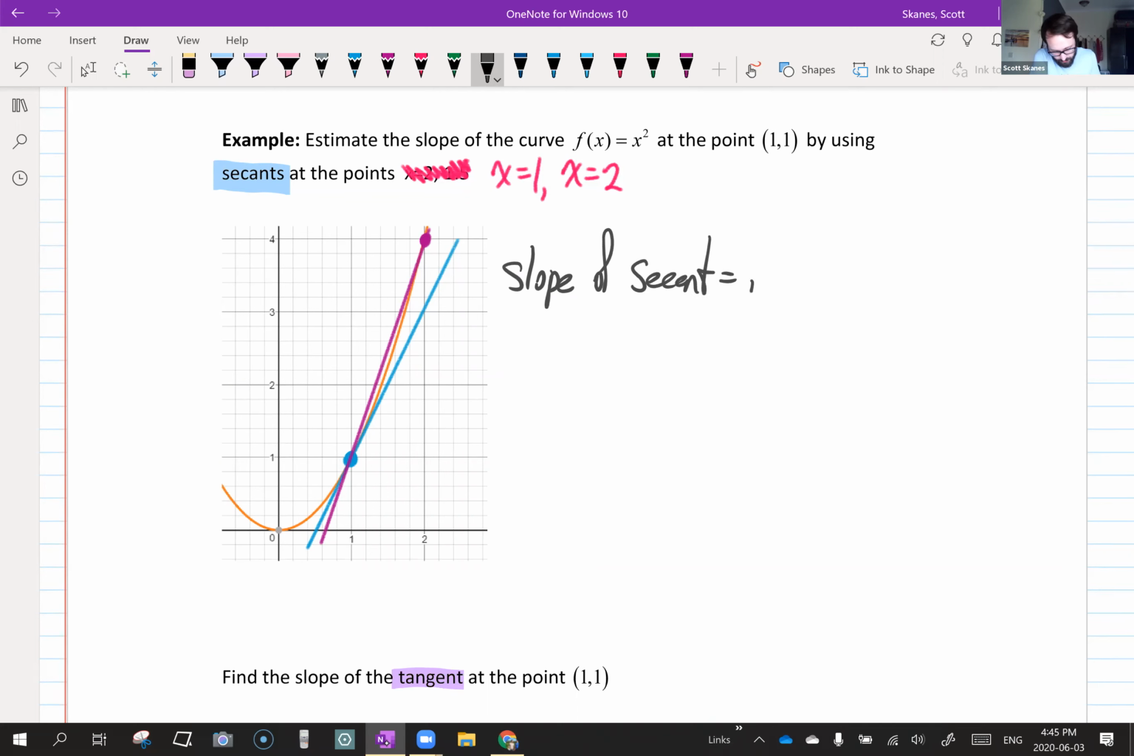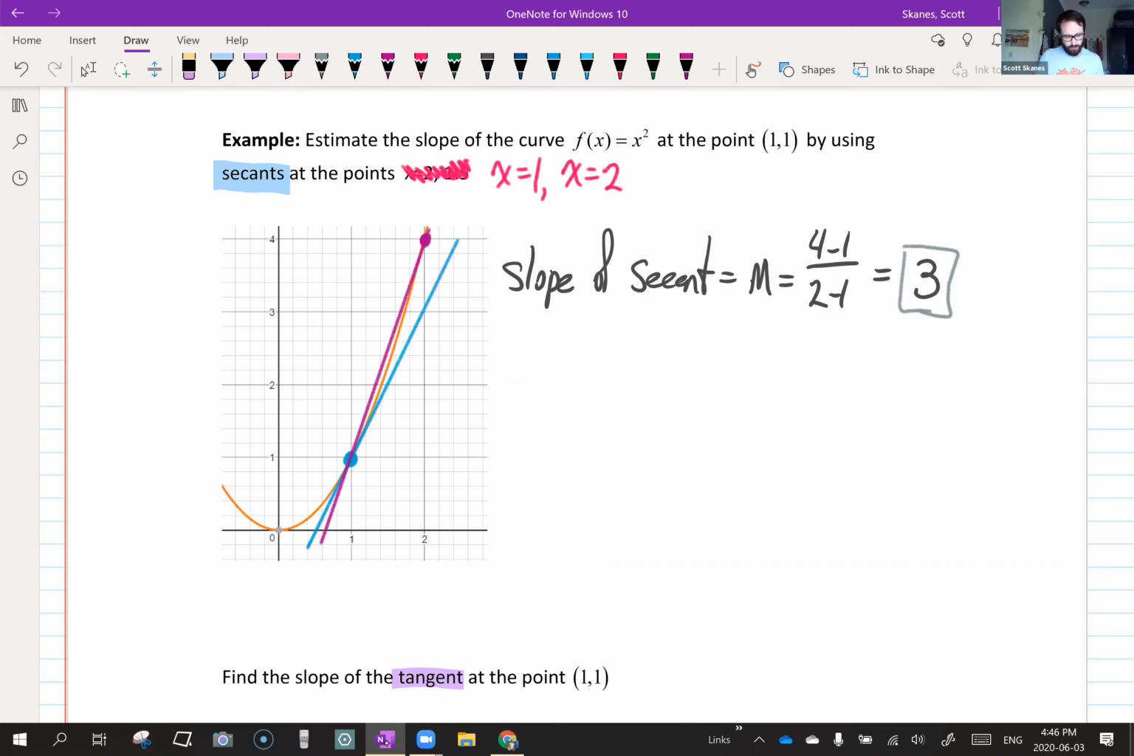What's the slope of the secant? It's m. It's going to be the y values subtracted and the x values subtracted. That's 3 over 1, so 3. All right, this is the slope of the secant. I don't need to write anything else there.